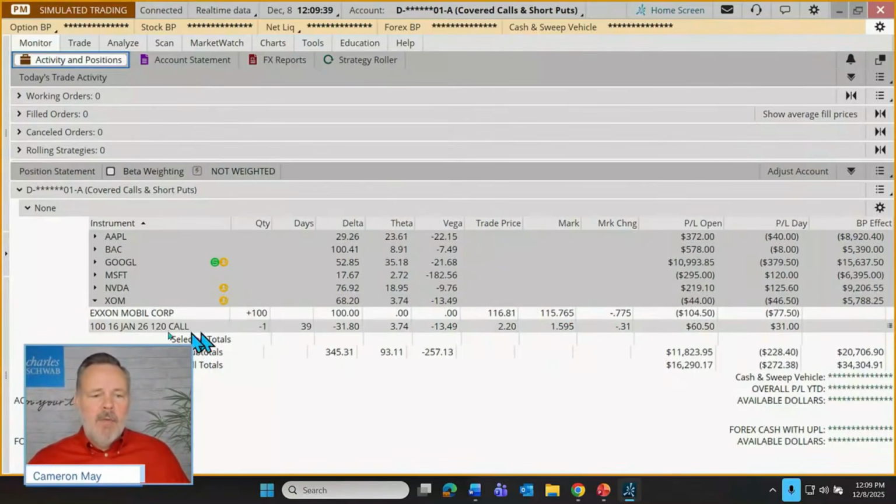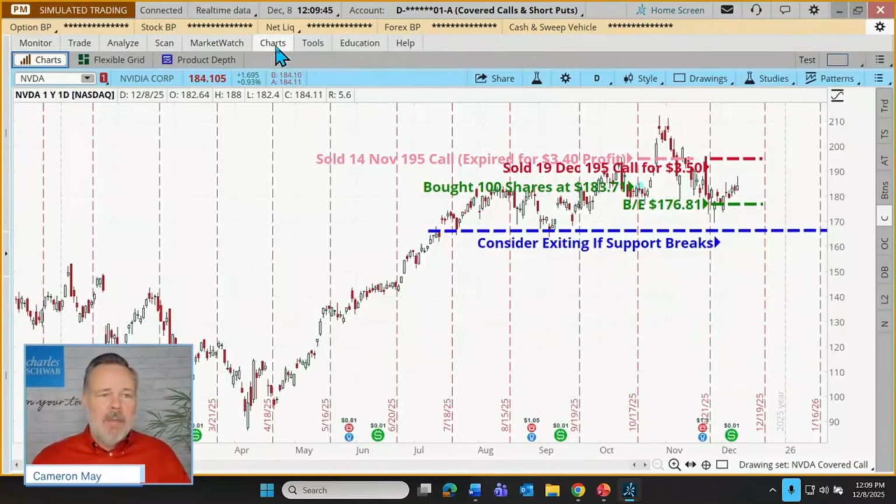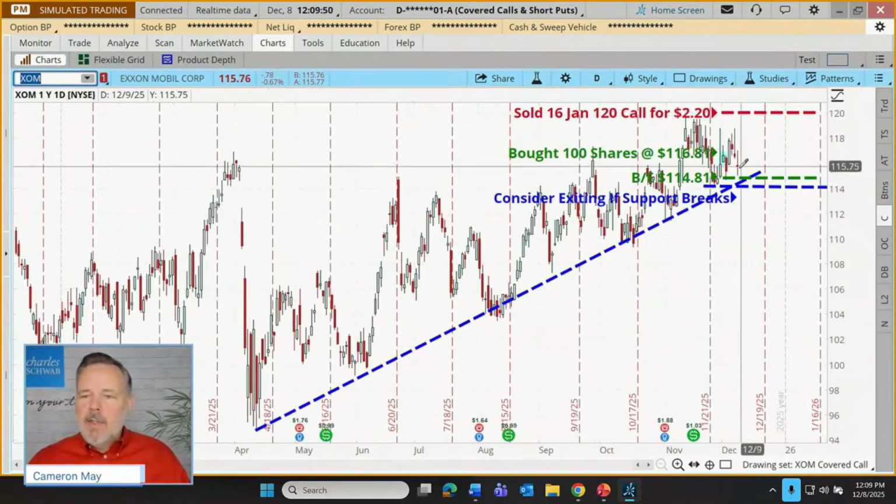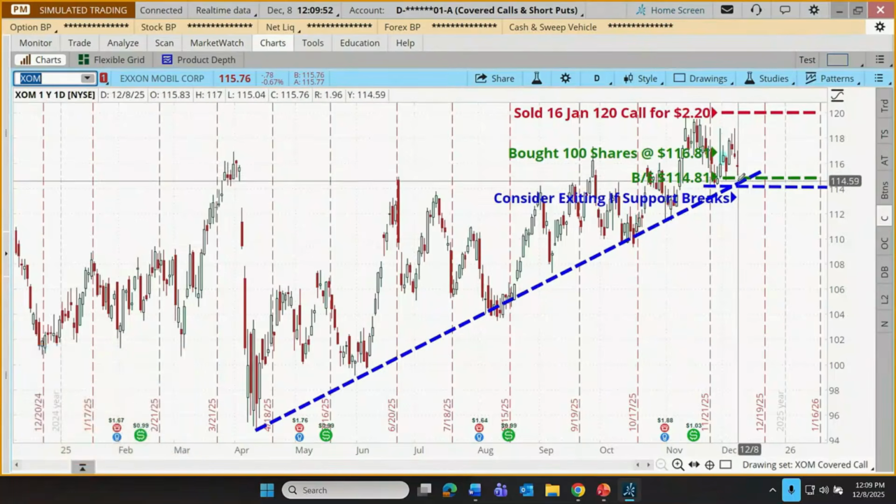We'd prefer here for ExxonMobil to move toward 120. It's not yet going there. We'll see if it's able to. With Exxon, here we sit, break even just below.